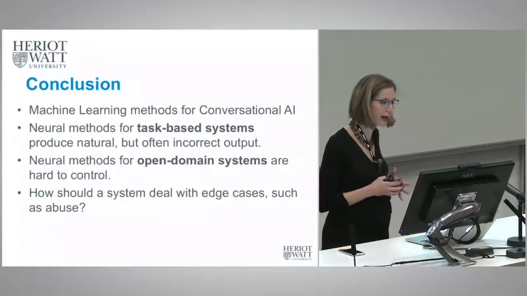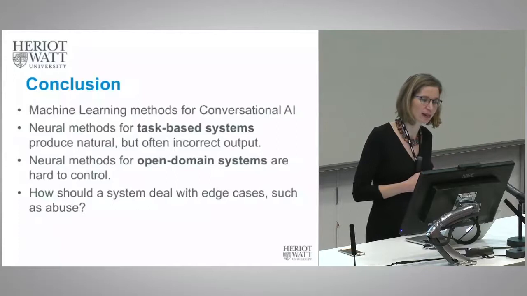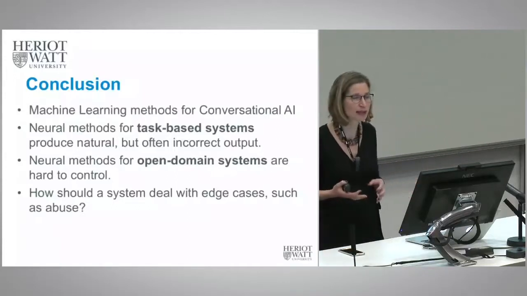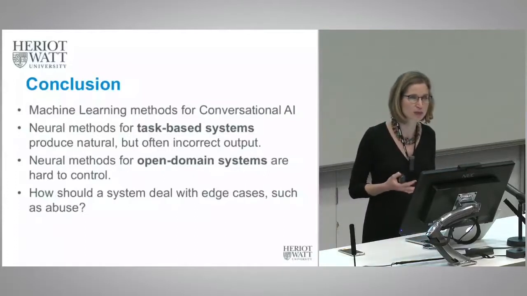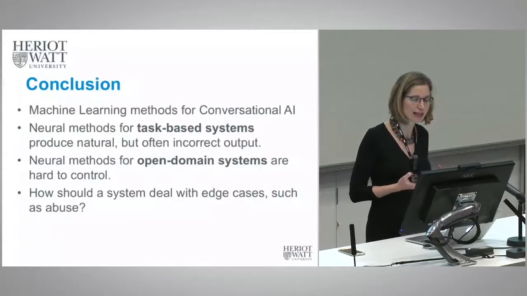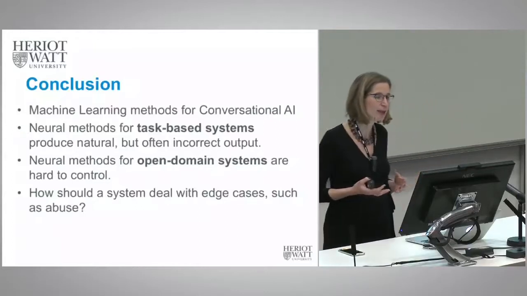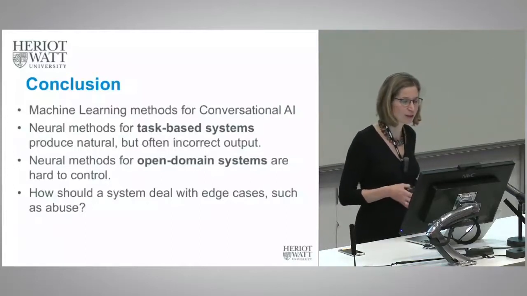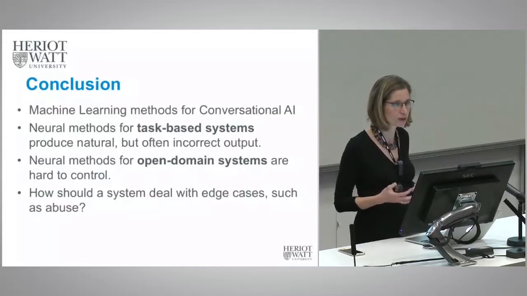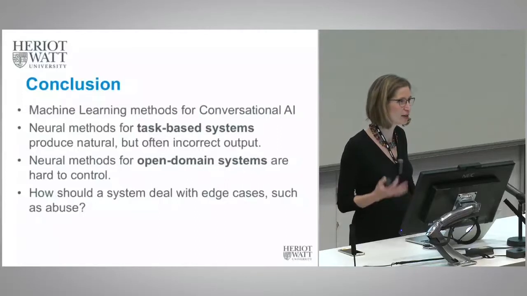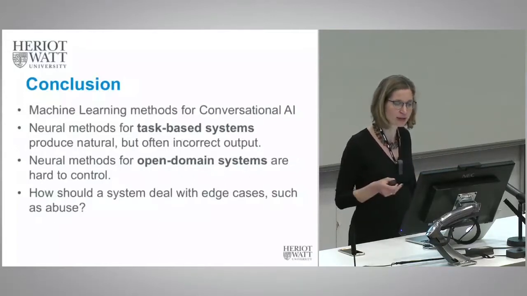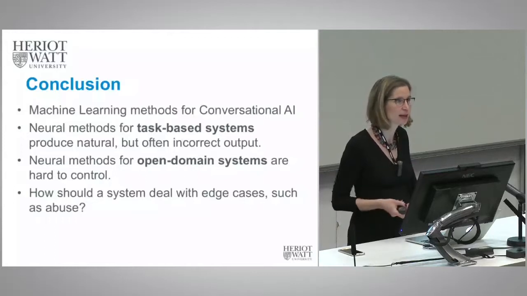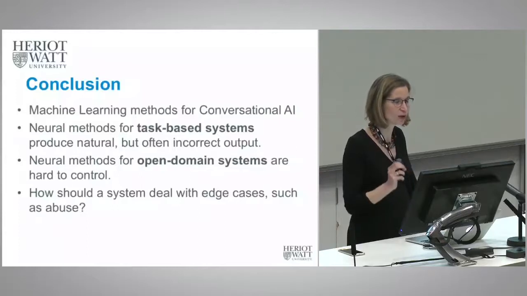So to conclude, in this talk, I've presented you with the idea of using machine learning methods for automatically building these conversational AI systems. And I discussed some of the advantages and some of the disadvantages of using these machine learning techniques. For task-based systems, we said that especially these very new neural methods produce very natural sounding output, but also output which is quite often incorrect. And if you move to the more challenging task of open domain systems, also called chatbots, we found that neural methods are really hard to control. This is especially important if you deal with so-called edge cases, where the user starts abusing the system. That's where you really want to have a system which you can control in what it's saying.